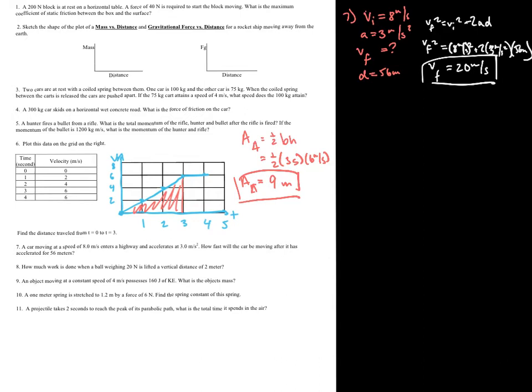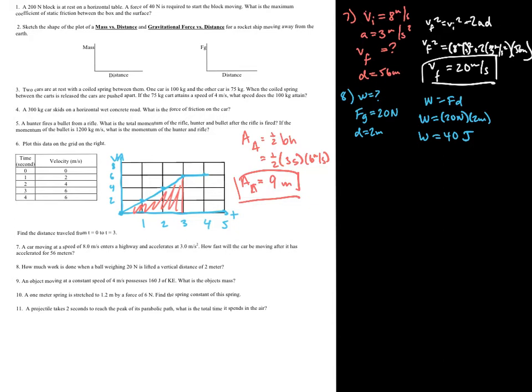Now number 8. How much work is done? We're looking for work when a ball weighing 20 newtons is lifted a vertical distance of 2 meters. Remember that work is equal to force times distance. The force that we're exerting is equal to the weight of the object, because we need to either match it or exert more force in order to lift it up against gravity. So 20 newtons times 2 meters, W equals 40 joules.